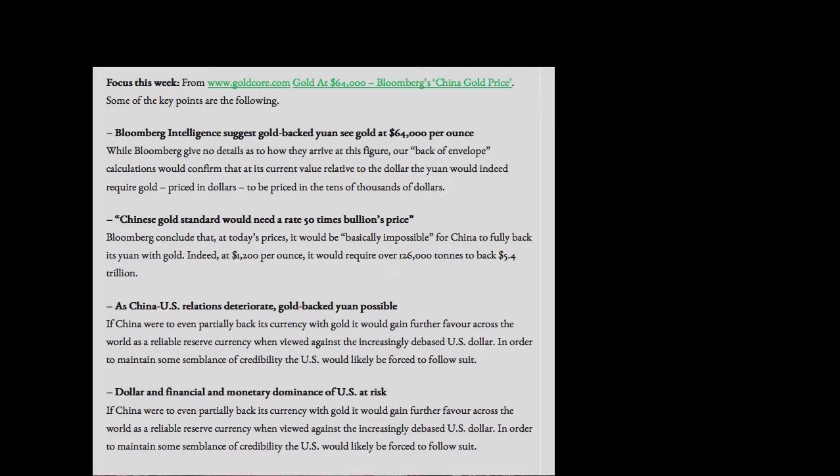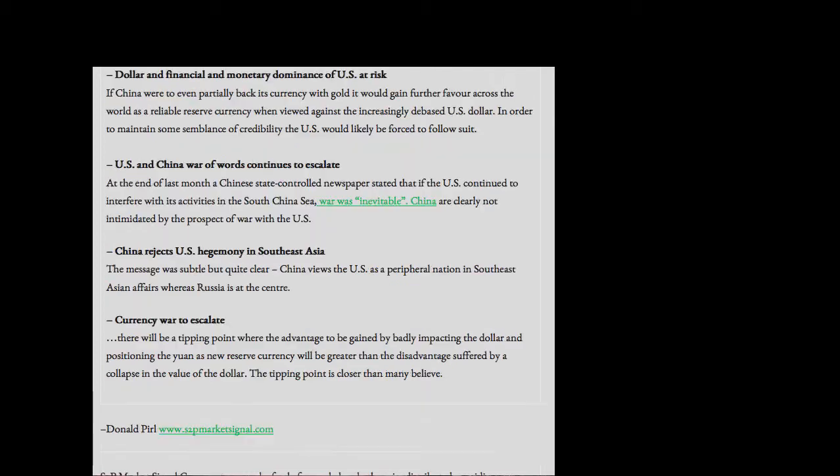As China-U.S. relations deteriorate, a gold-backed yuan is possible. If China were to even partially back its currency with gold, it would gain further favor across the world as a reliable reserve currency when viewed against the increasingly debased U.S. dollar. In order to maintain some semblance of credibility, the U.S. would likely be forced to follow suit.